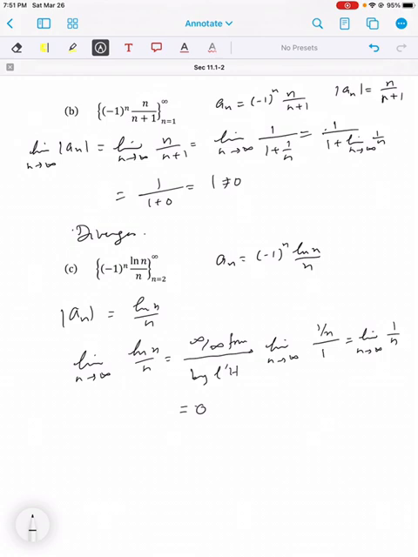So the limit of the sequence with the positive terms is 0. Therefore, the limit of a sub n of this sequence will be equal to 0. So the sequence converges.